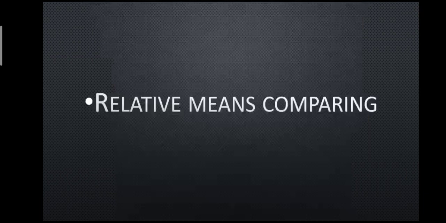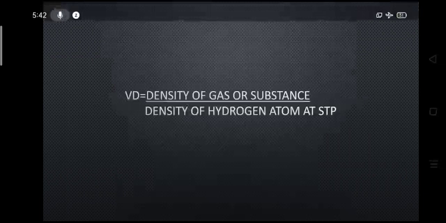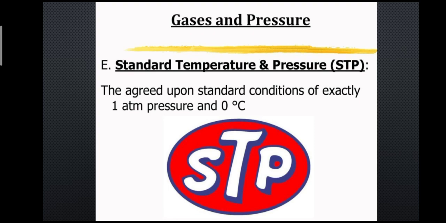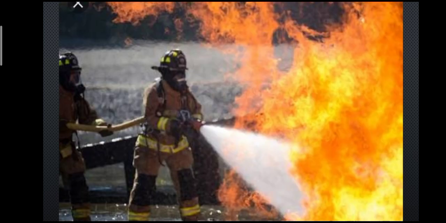So what we understand is that vapor density is nothing but the density of substance or gas divided by the density of hydrogen at standard temperature and pressure. Wherever you come across STP, it means standard temperature and pressure. So we are comparing the density of gas with the density of hydrogen. In some cases, the density of hydrogen is replaced by air.